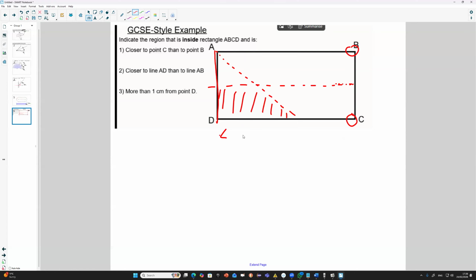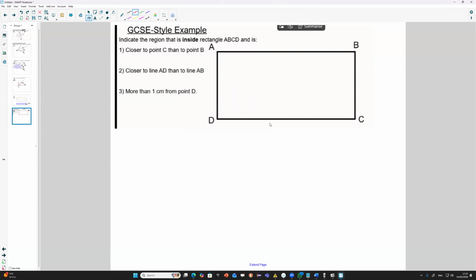Well, if I open my compass to 1 centimeter, then draw it, it would be an arc. It's going to be a circle, right? One centimeter, but it's only inside the rectangle. And it's got to be more than 1 centimeter, so it would have to be outside that circle, which leaves me with this little bit. Then all that remains is to do it accurately.